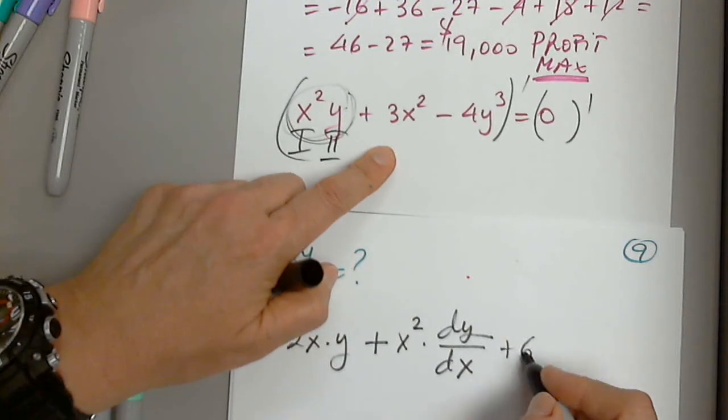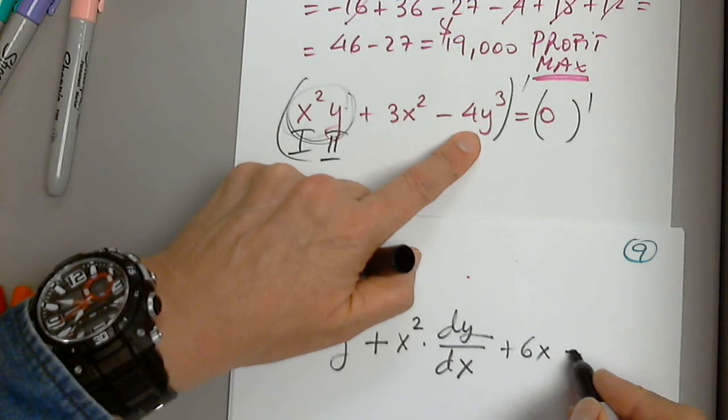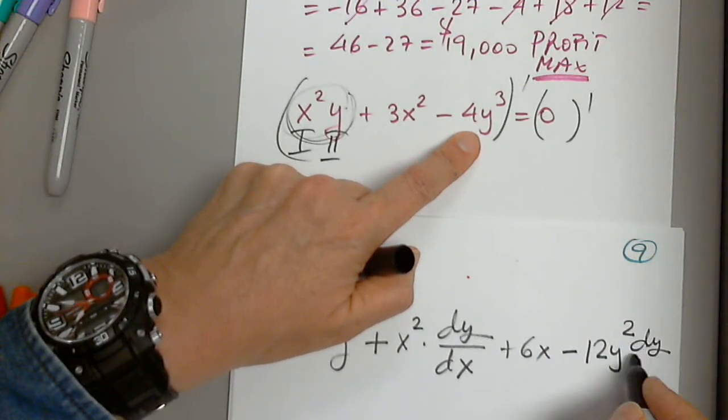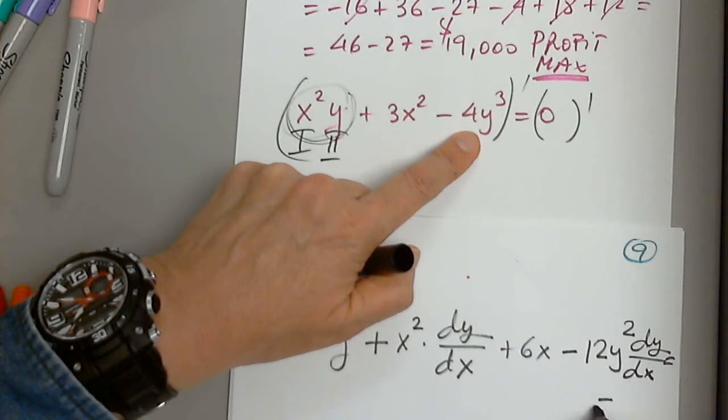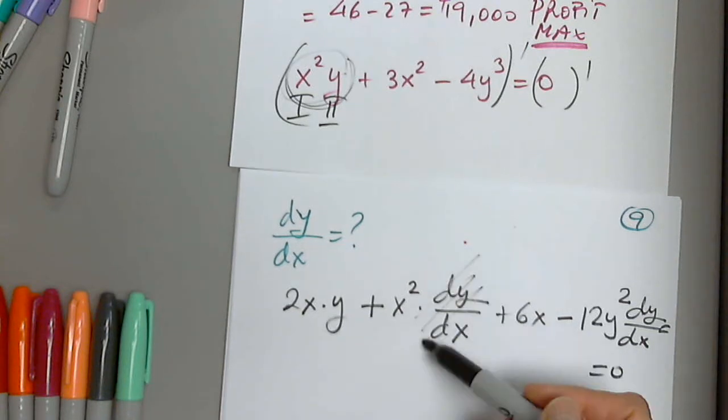Plus, that is straightforward, 6x. But this one isn't, because I have to write negative 12y squared times the inner function prime. And that equals 0. And remember, I'm after this.